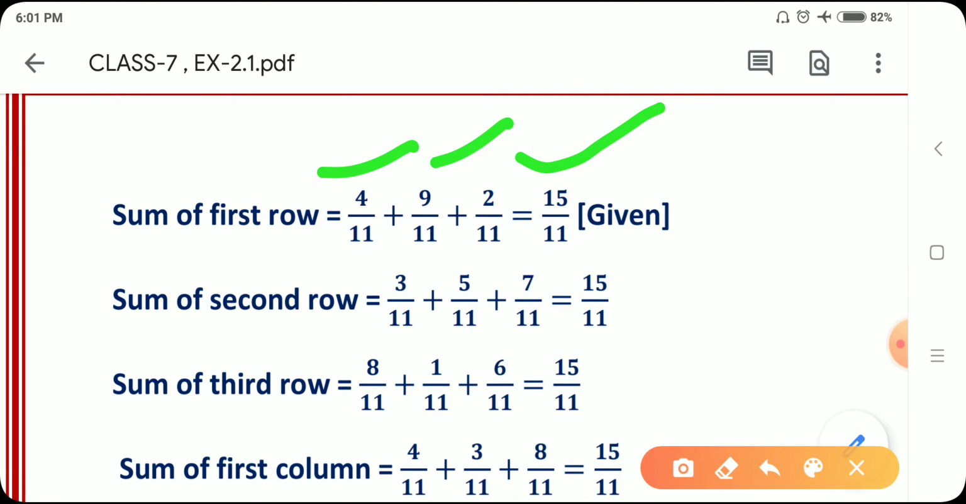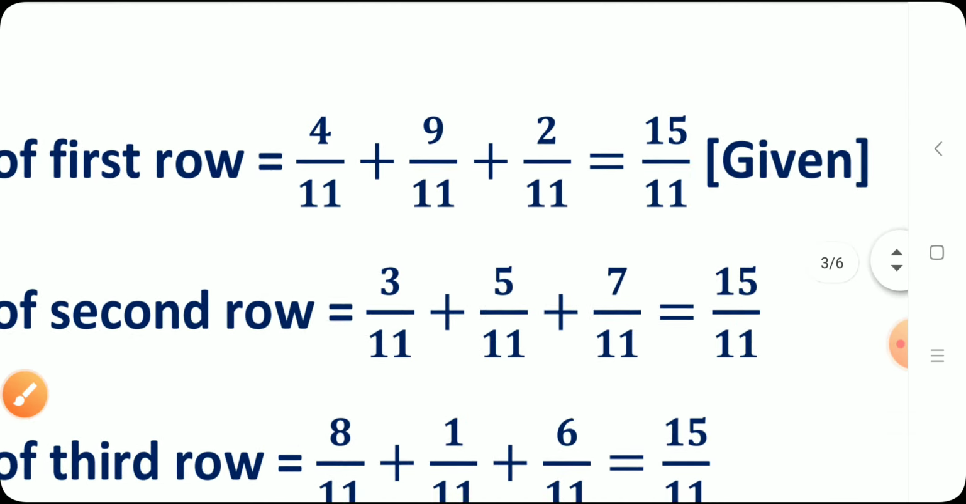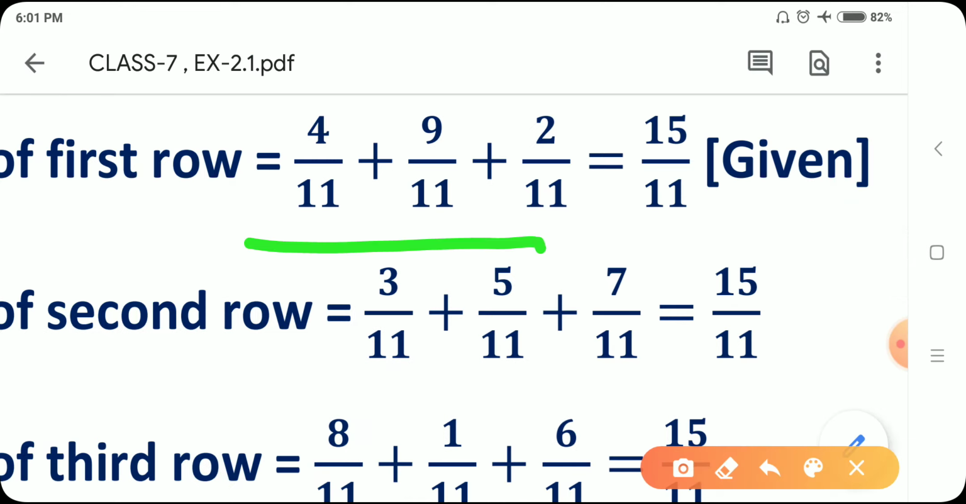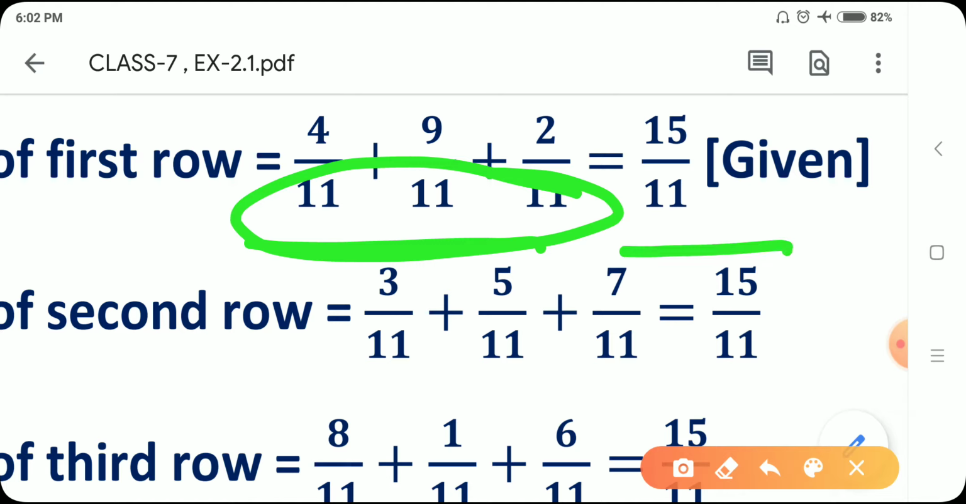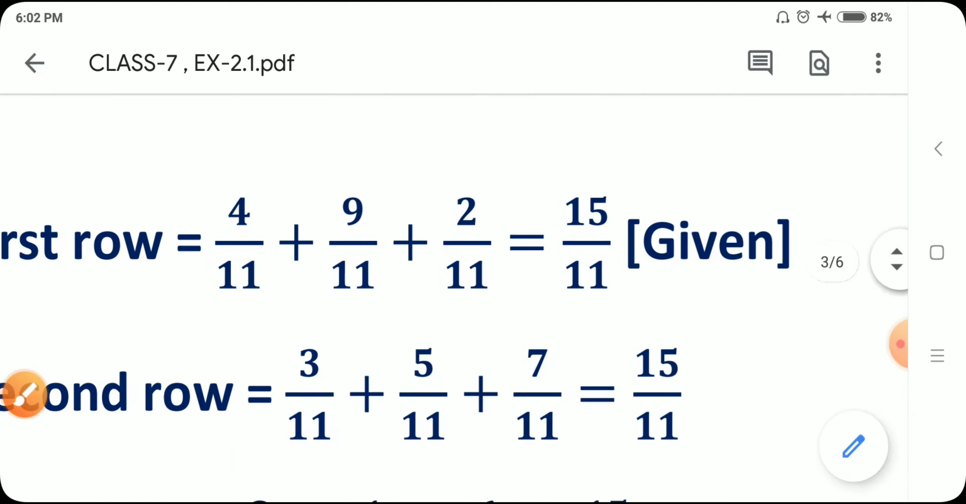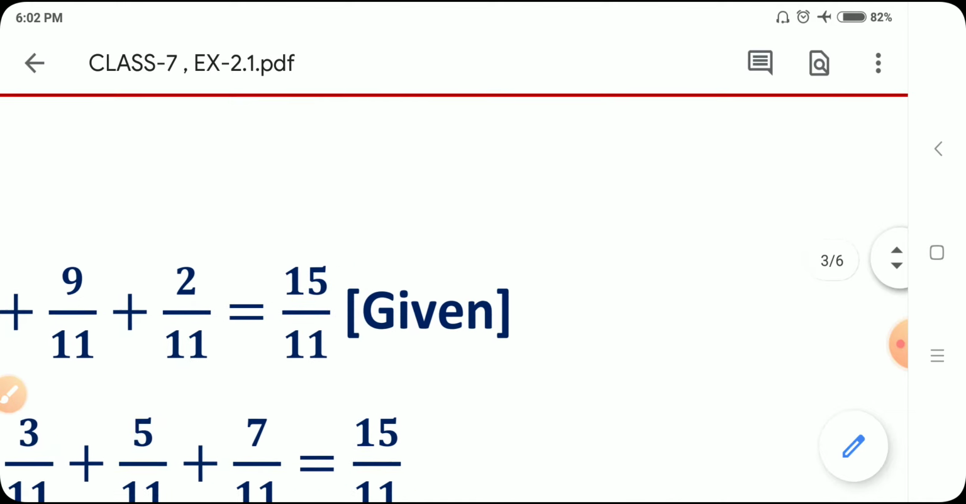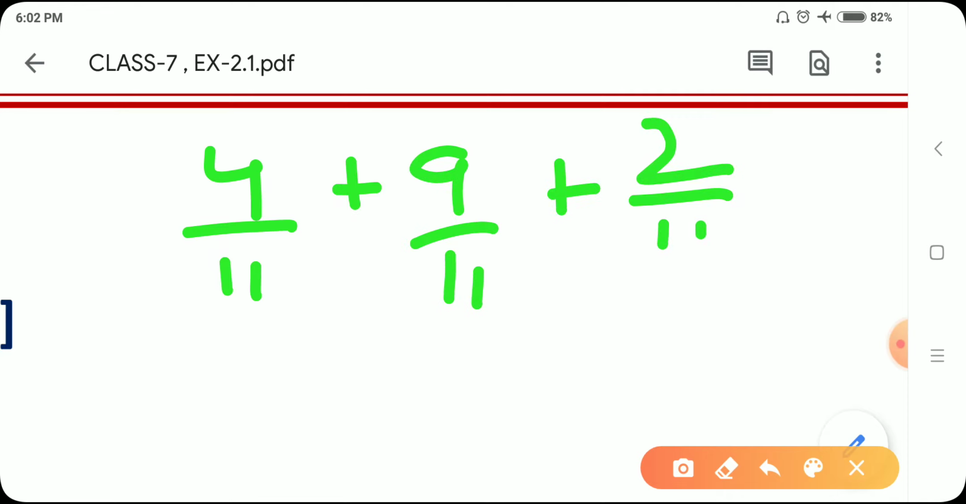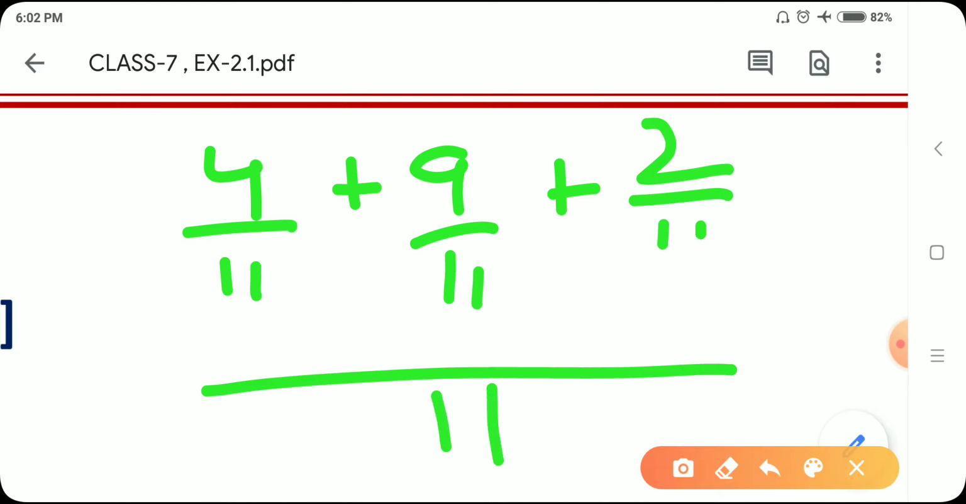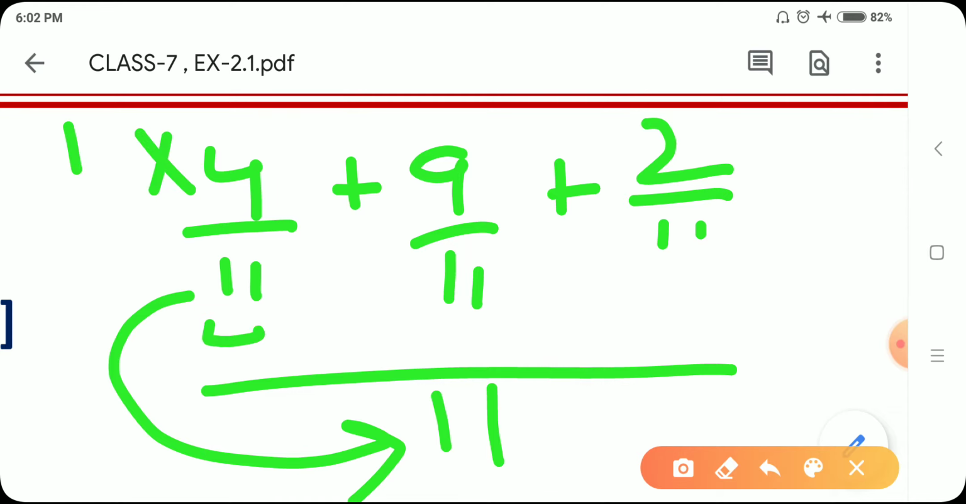So how will you add these terms? First of all you will take the LCM. The denominators are 11, 11 and 11, and the LCM of these three is 11. So for 4 by 11, 9 by 11 and 2 by 11, when you take the LCM you get 11. Dividing this 11 by 11, you will get 1. 1 multiplied with 4, you will get 4.